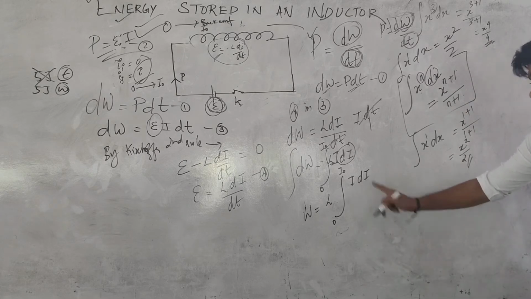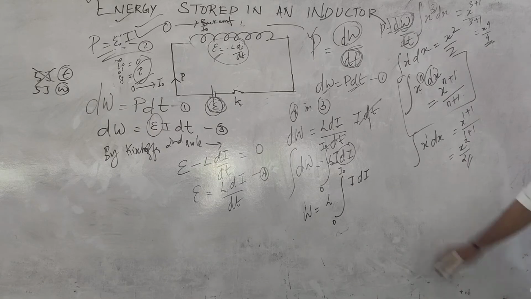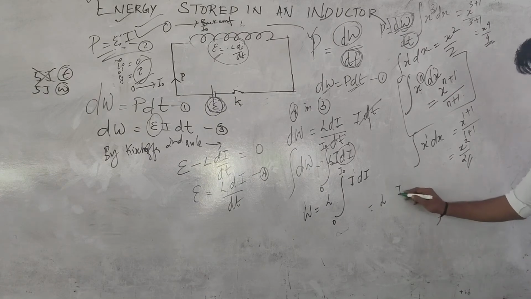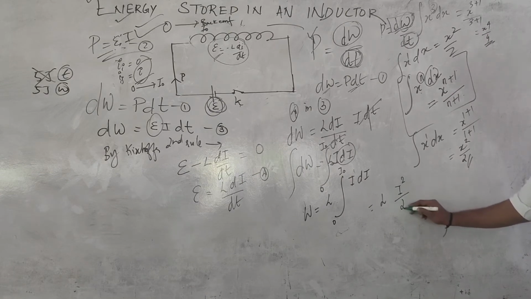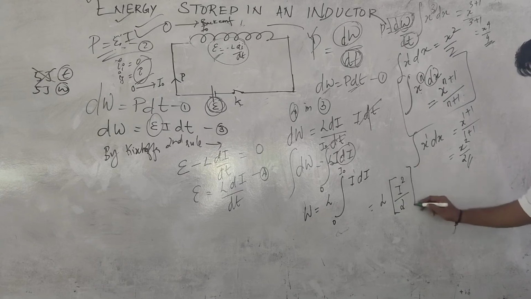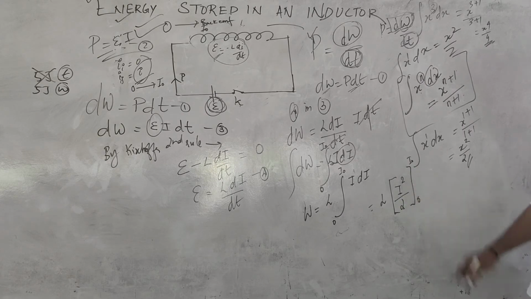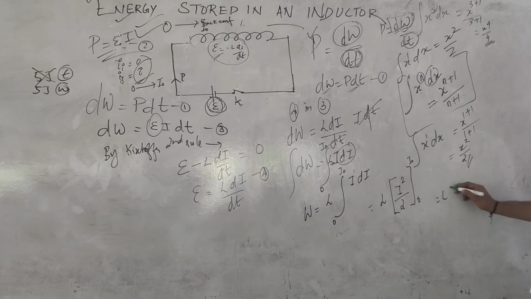So what will be integral I dI? I to the power 1 dI, right? So it will come out to be L into I square by 2. You have to put the limits. The lower limit is 0, upper limit is I naught. I naught coming to the place of I. So it becomes L into I naught square by 2. 0 when it comes to I, it becomes 0 by 2, which is 0.